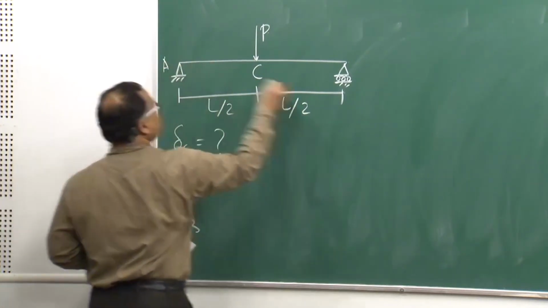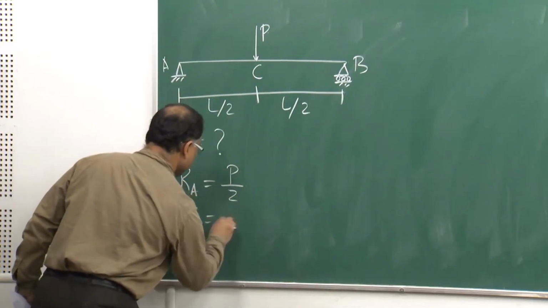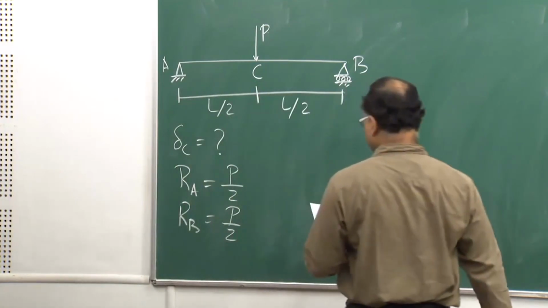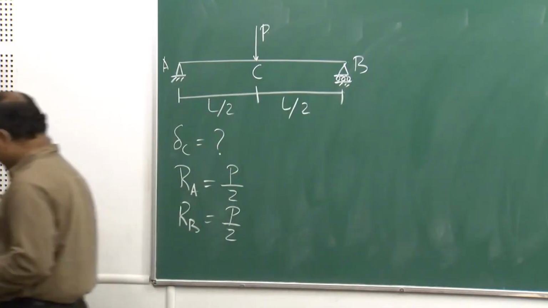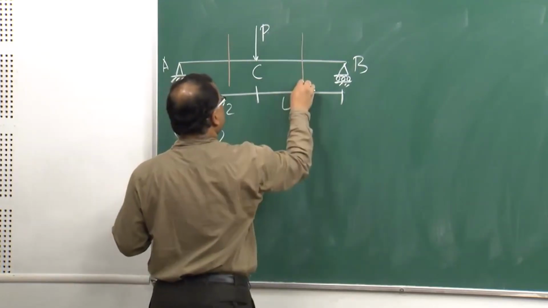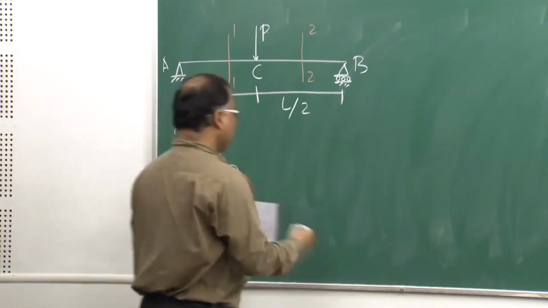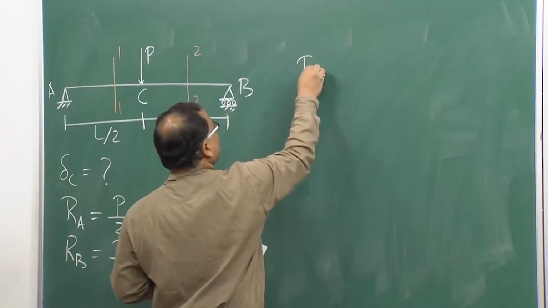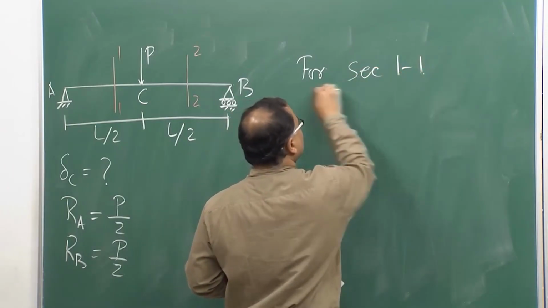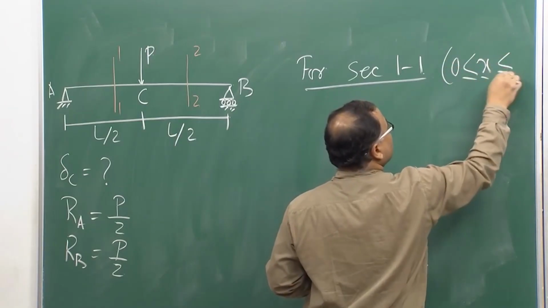Now, before that we need to find out the support reactions, that is the initial job, R A and R B. So, this is your A, this is your B. R A will be P by 2, symmetric loading. This is also P by 2. So, now as per our previous knowledge, I can get two sections. For section 1, that is 0 to L by 2.